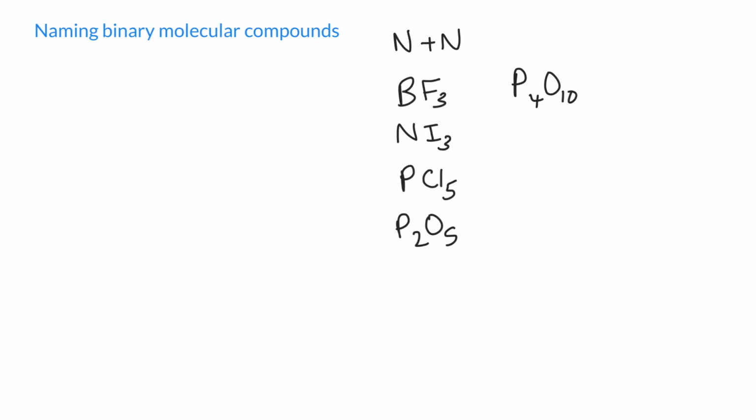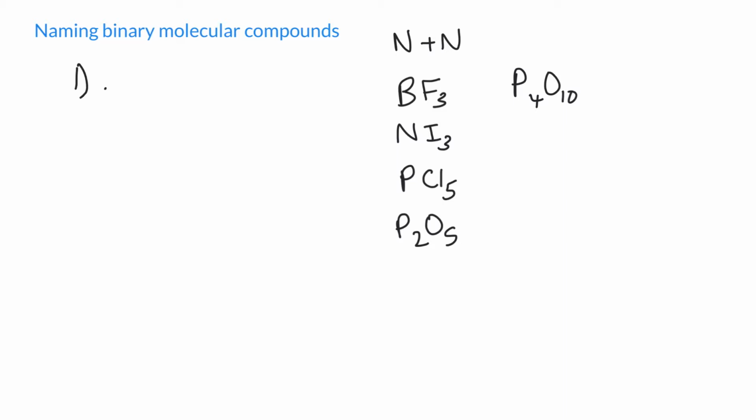And why binary? There's two elements. So there's a B and there's an F. There's a P, there's an O. There's a P, there's a chlorine. So if there's more than two different elements, right, that might be much more complicated for us to name. So we won't worry about that for now. But the naming rules are actually just like we had when we named ionic compounds. So the rules go something like this.